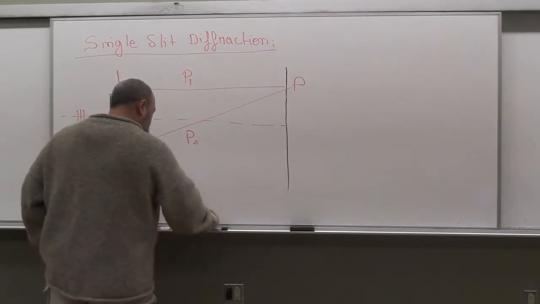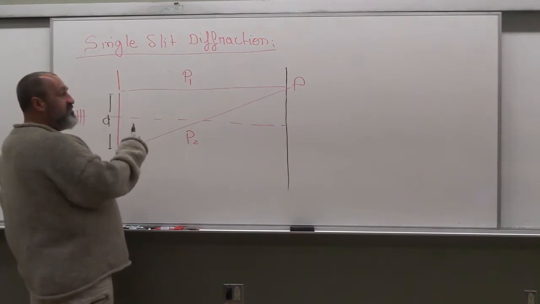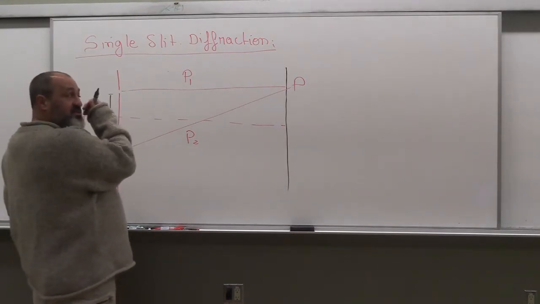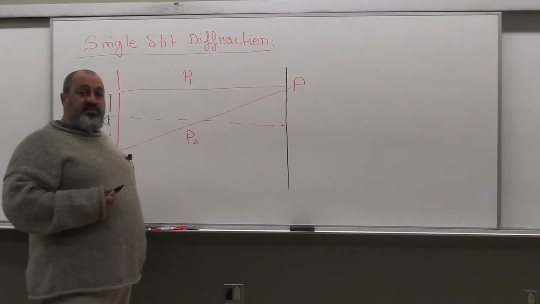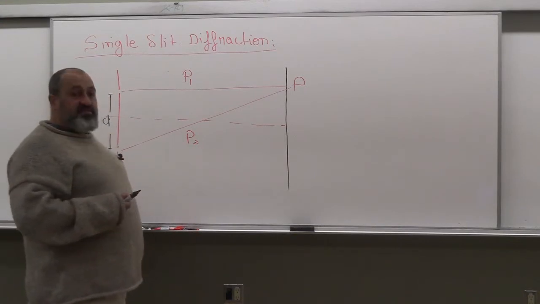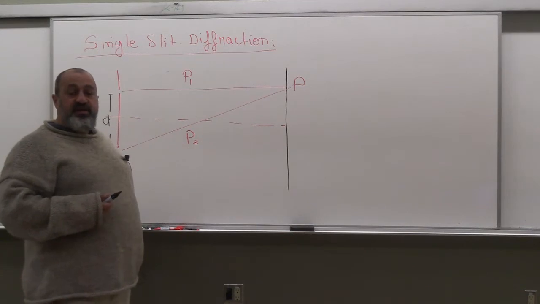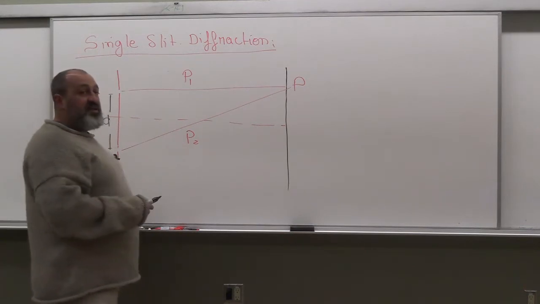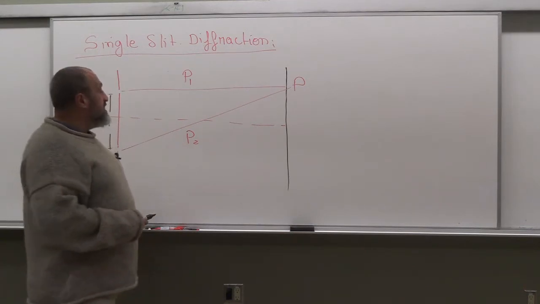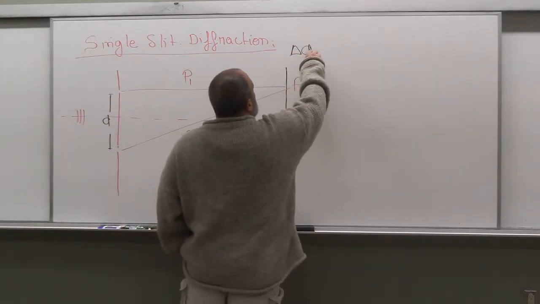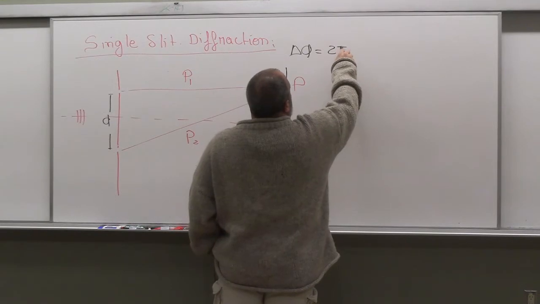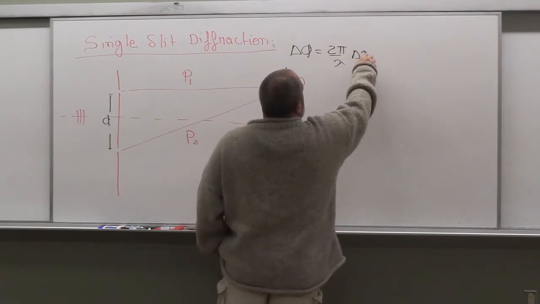And the key concept we had looked at was that what determines whether you have a maximum or a minimum, constructive or destructive interference, is the phase difference. And the phase difference is determined by the path difference, because delta phi is equal to 2 pi over lambda times delta x. Remember that. Delta phi, the phase difference, is equal to 2 pi over lambda times delta x.